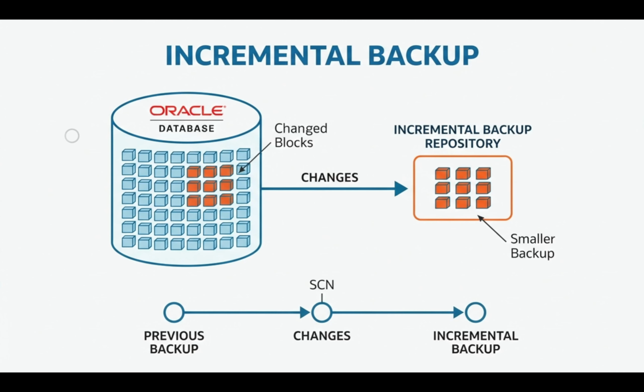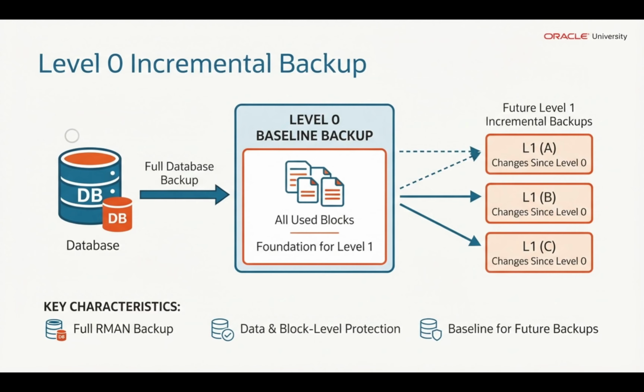Now let's change the approach. Instead of backing up everything again, an incremental backup focuses on changed blocks. This can significantly reduce backup size and backup time, especially for large databases where only a portion of the data changes regularly. RMAN uses SCN, or system change numbers, to determine what has changed since the applicable previous backup. The important thing to remember is that an incremental backup needs a baseline, and that is where level 0 comes in. Level 0 is the baseline for RMAN incremental backup strategy.